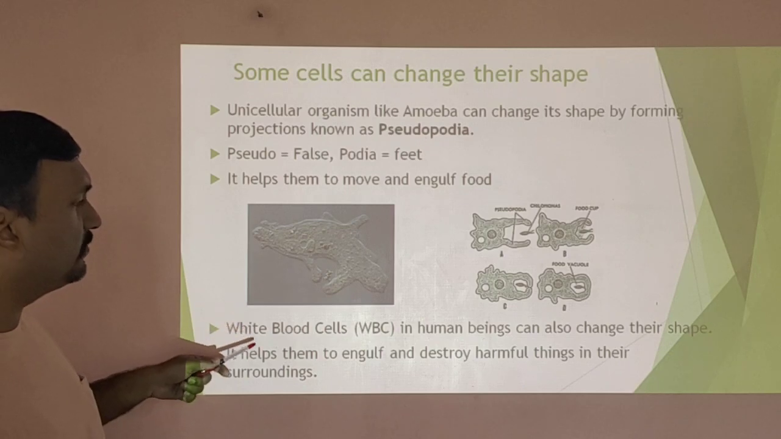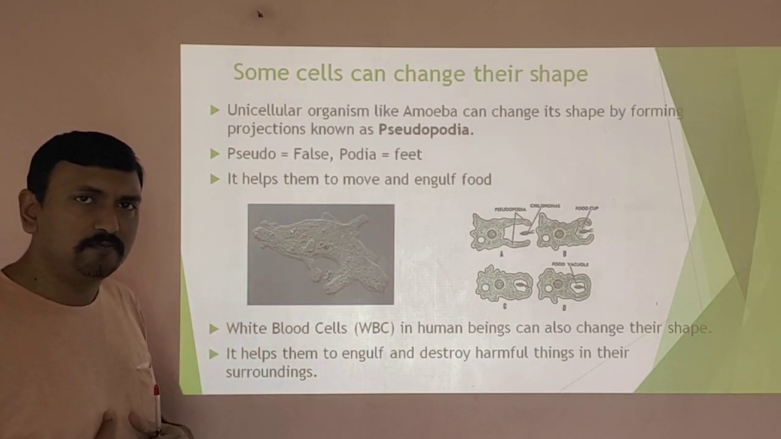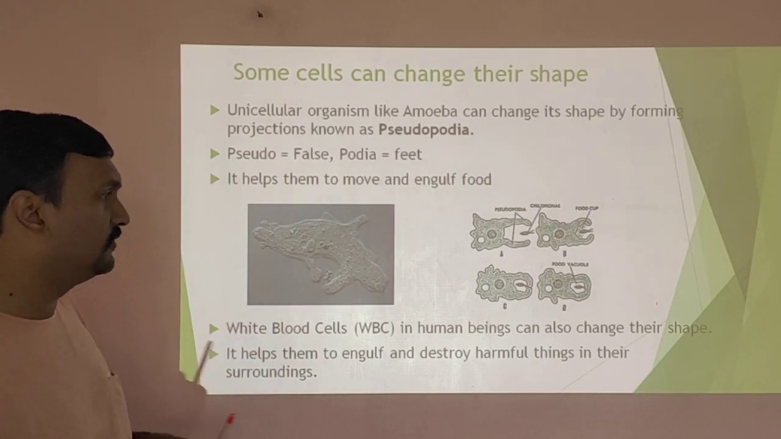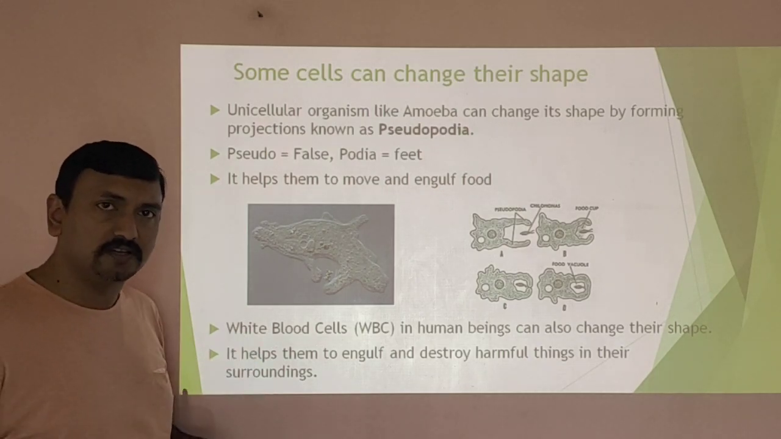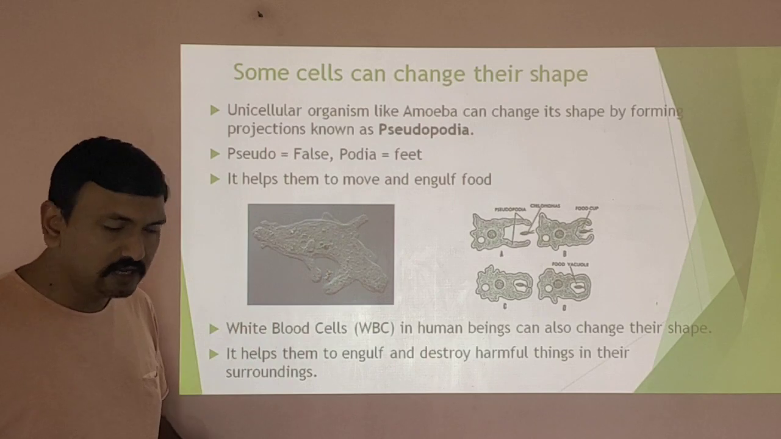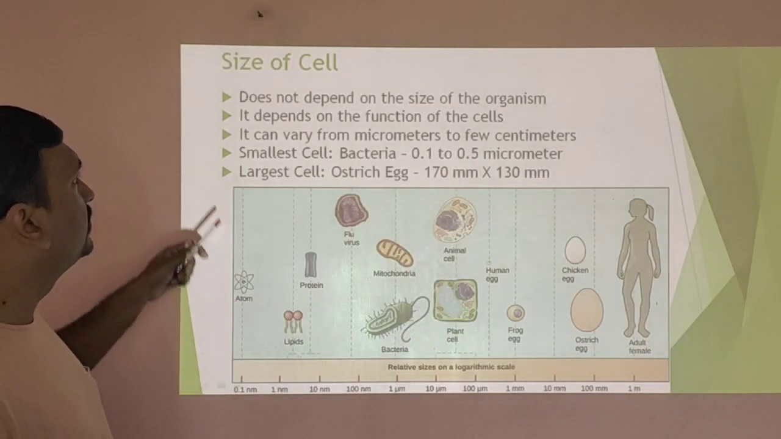Not only amoeba, some other cells like WBC, white blood cells in human beings, also have this particular ability. That's why they can engulf or destroy some harmful things that may enter our body, enter our cell.